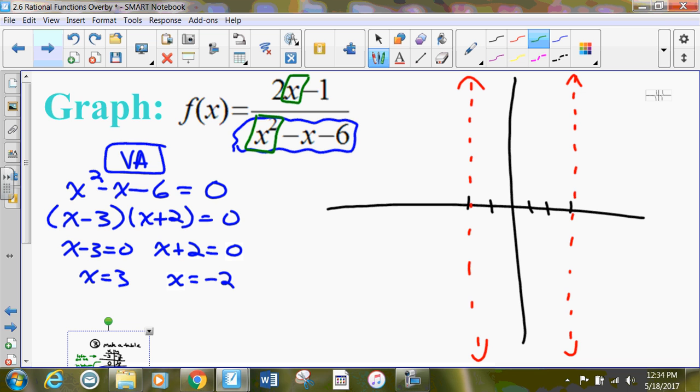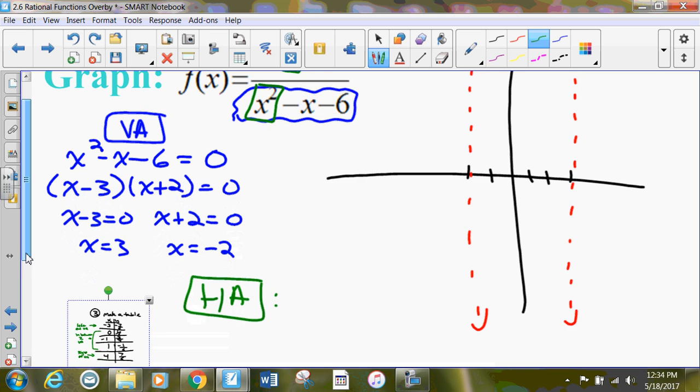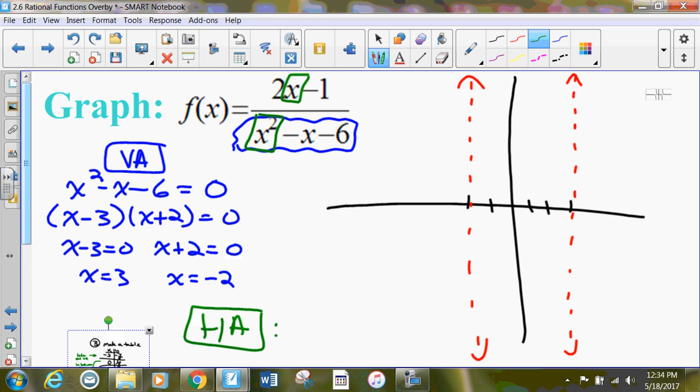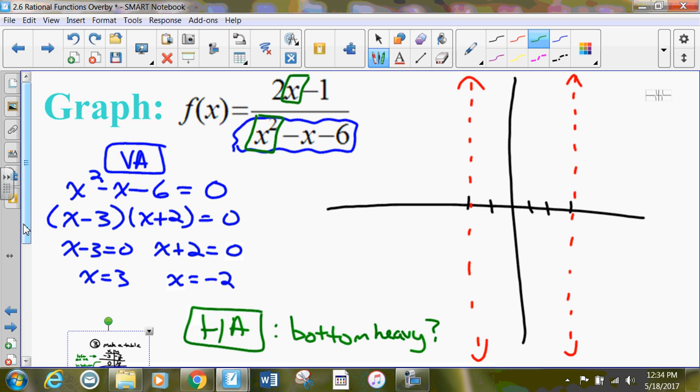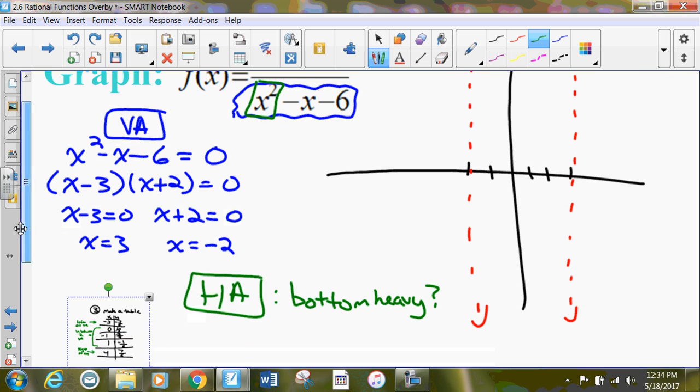And so the way I help my classes remember this, the horizontal asymptote, let's see. So the question is, is your function bottom heavy? Okay, if a function is bottom heavy, which means that its exponent is higher in the denominator, then we know that its horizontal asymptote is actually y equals 0.